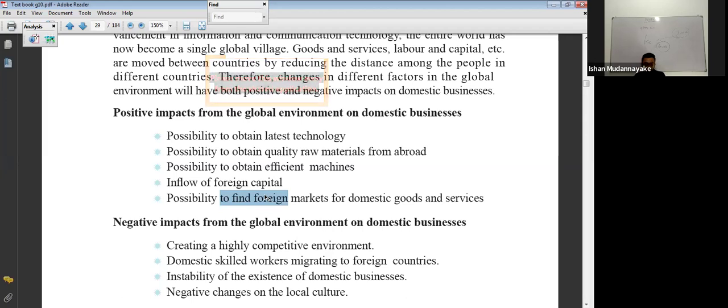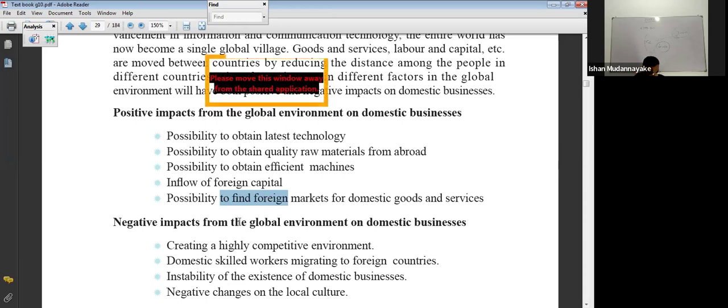For example, Damro products, Damro furniture, are now being sold in the global market. Also Ceylon tea, Ceylon cinnamon, Ceylon rubber. We have a global market for those items. The spicy items, for example, have good demand in foreign countries. Those are the positive impacts of globalization.